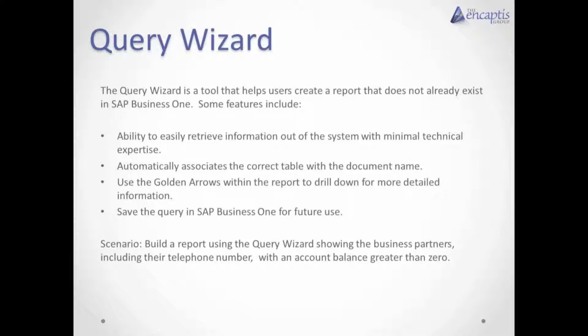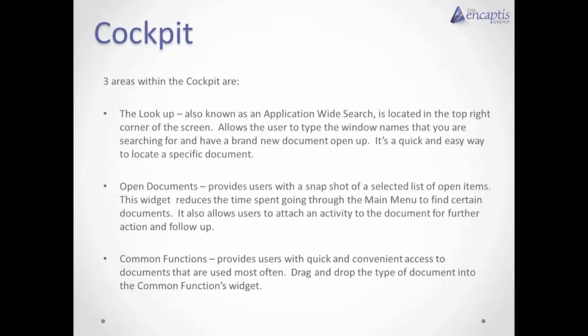The last area is the cockpit. And within the cockpit, we're going to talk about three kind of great, kind of cool features. The first one is the lookup. It's also known as an application word. It's very commonly overlooked because it's kind of a small area, and it's located on the top right-hand corner of your screen, and it's a yellow type bar.